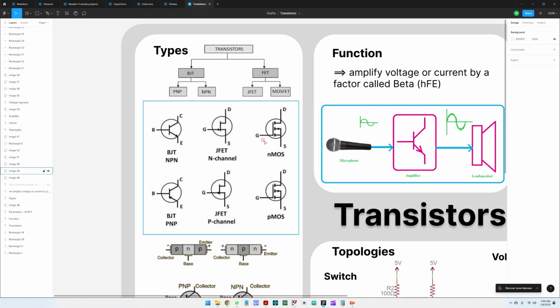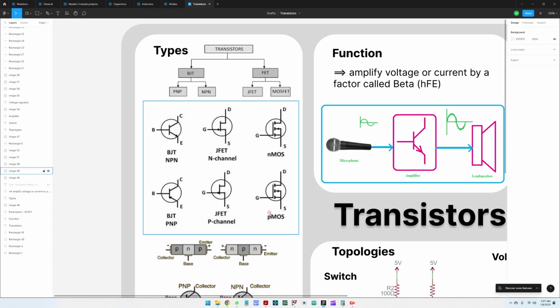For the MOS, metal oxide semiconductors, these work when you have a voltage between the gate and the source. They will open the drain source connection here, and will allow current to flow from the drain to the source. So they act as a switch. So you have a voltage here. This will allow a current to flow here from the drain to the source.